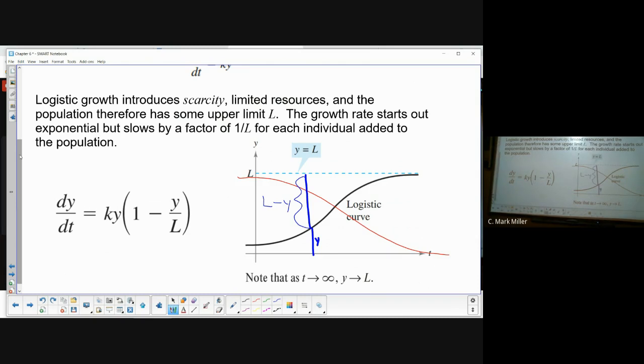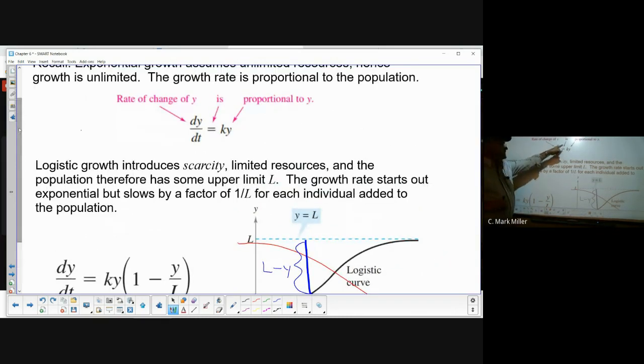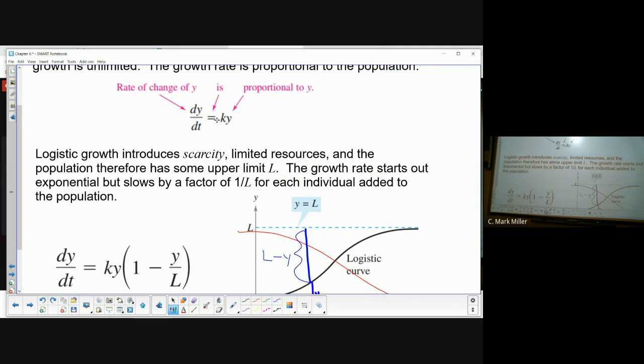So back to this. Every individual that enters the population lowers it by 1 over L. L is the limit. So what does that look like? Instead of this, which was your growth rate, remember, this was your growth rate. Now, what's your growth rate going to be? You're going to lower that by 1 over L for every increased individual, right?